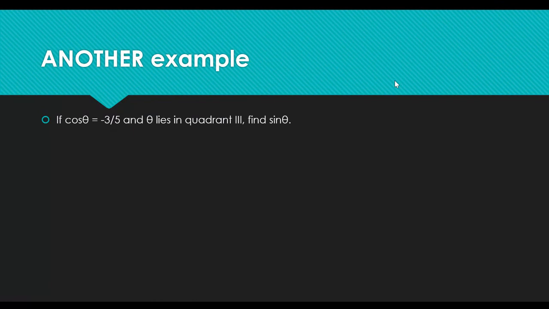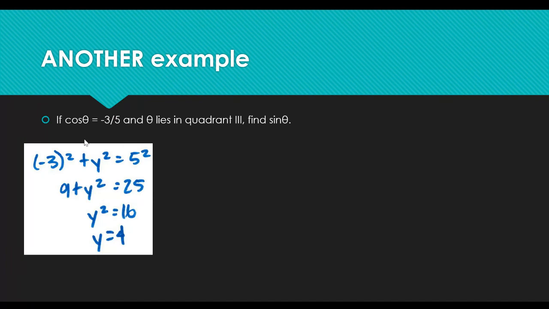So why not do another example, right? If the cosine of theta is -3/5 and theta lies in quadrant 3, how could we find the sine of theta? Well, if the cosine is -3/5, I know cosine is x over r. So that means that x is 3 and r is 5. But I know r is always positive, so the negative must go with the 3. So x is -3 and r is 5. And I can just use Pythagorean to find my y. -3 squared plus y squared equals 5 squared. Solve that out and we get y is 4.